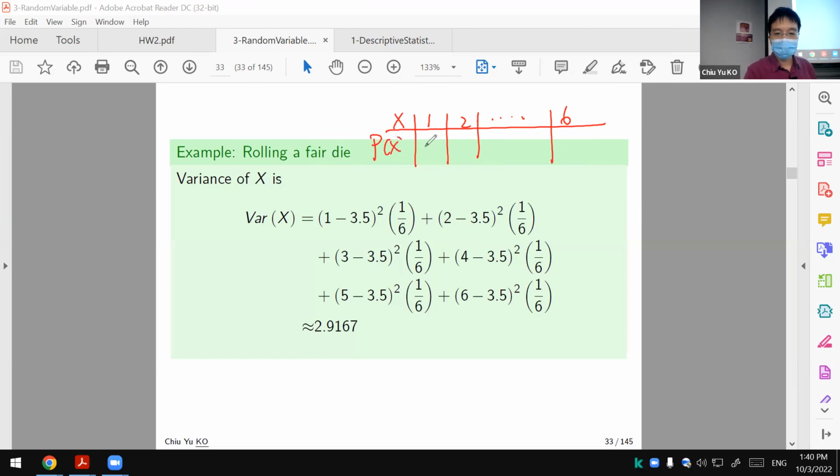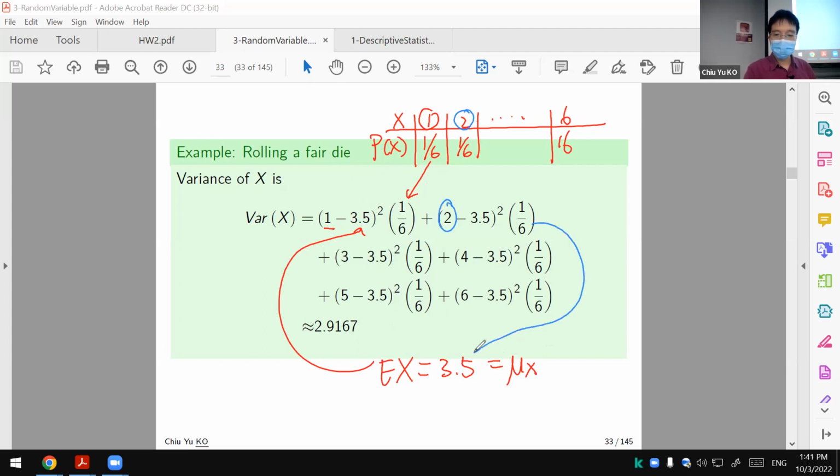P of x is 1/6 for each one, and you can calculate the expected value of x as 3.5, which we sometimes call mu of x. So that's why we get 1 subtracted from the mean 3.5, squared, times 1/6. Each value, 2 here, 3 here, you subtract 3.5 and multiply by 1/6. That's how each number is calculated: for each number, you subtract the mean, take the square, and times 1/6.